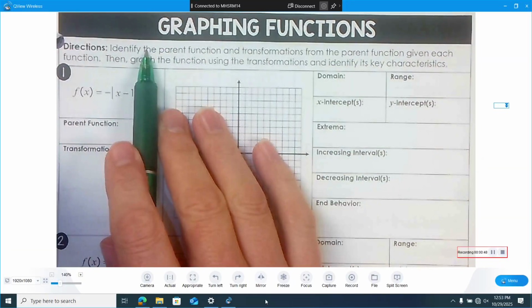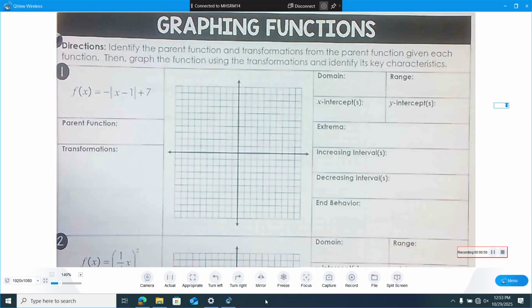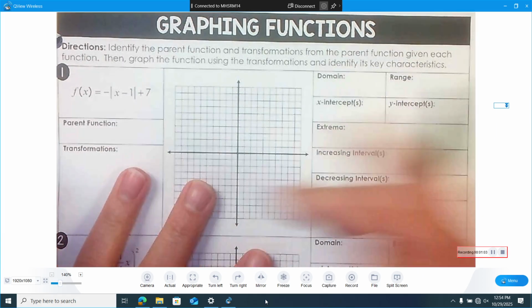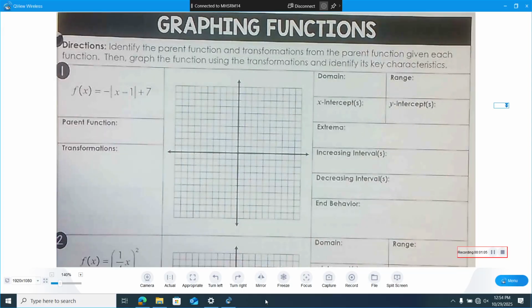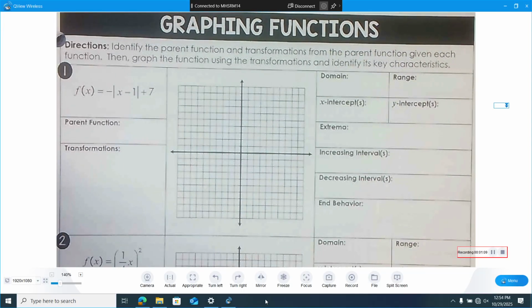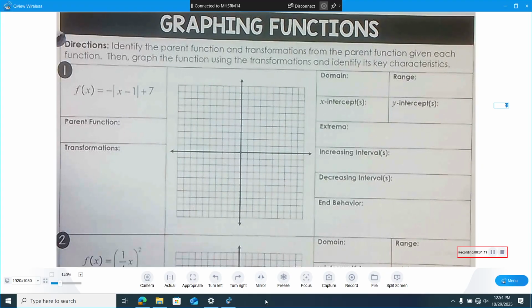So we want to identify the parent function. And again, these are all the parent graphs that you do need to know and recognize the shape of. So that's the real important thing. So we want to identify the parent function and transformations on the parent function. And then we're going to graph those. Let's do a few of these.